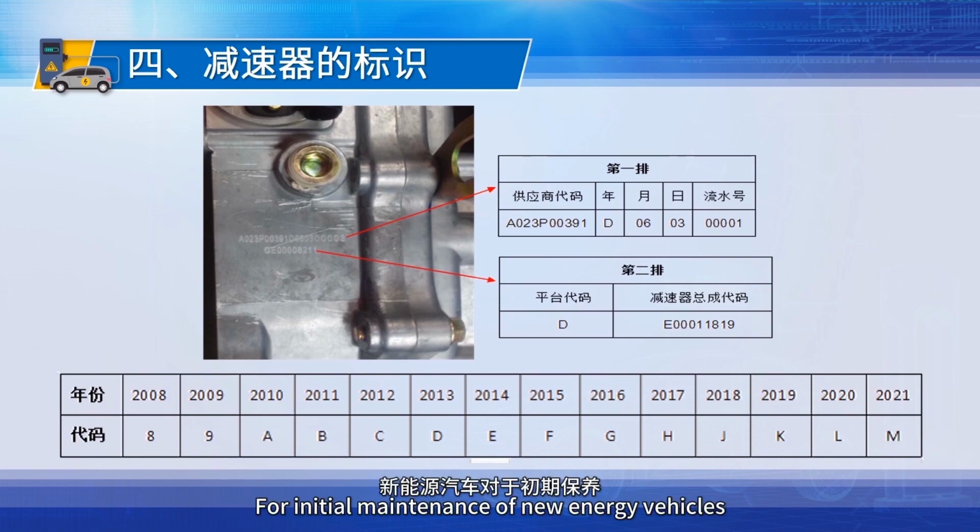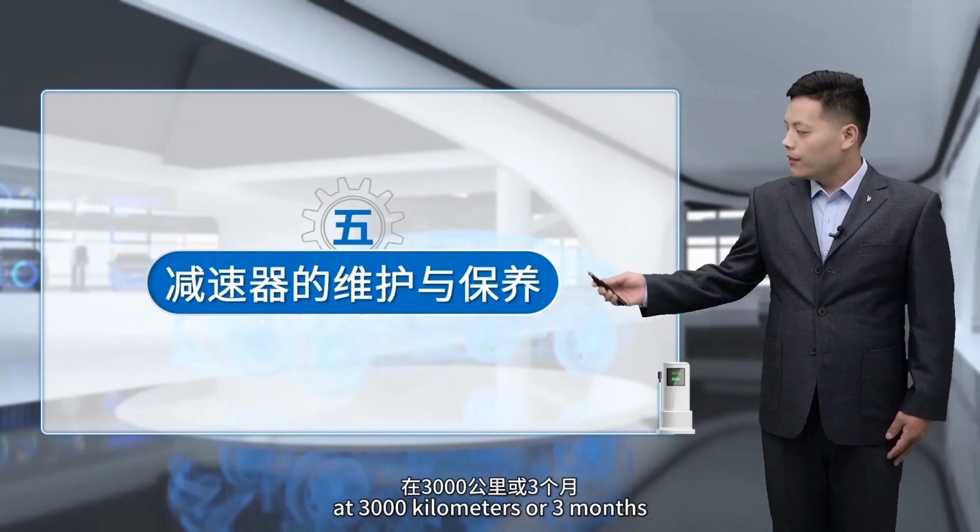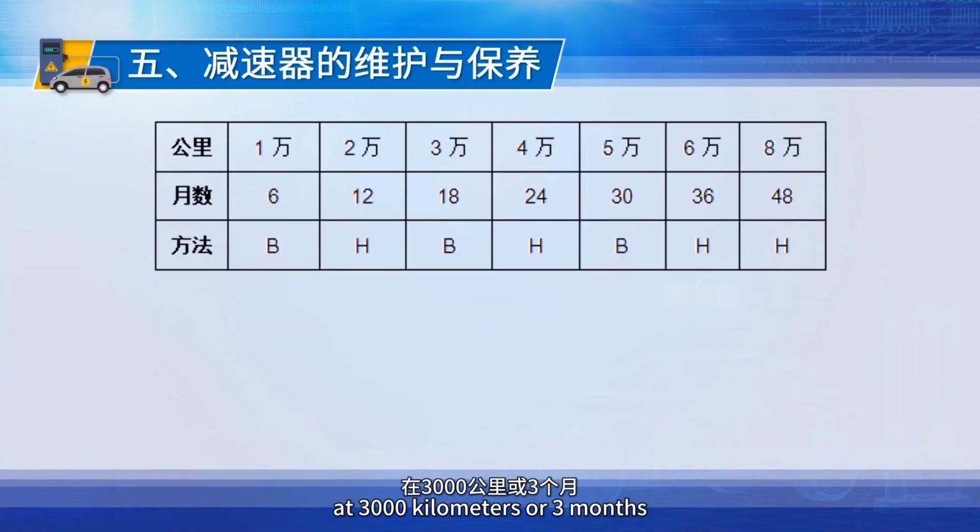The maintenance of the reducer. For initial maintenance of new energy vehicles, it is recommended to change the lubricating oil at 3,000 kilometers, or 3 months after the running-in period of the reducer, and then perform regular maintenance. The maintenance and upkeep should be carried out at authorized service centers, and the recommended maintenance period is shown in the table below. Maintenance and upkeep precautions.